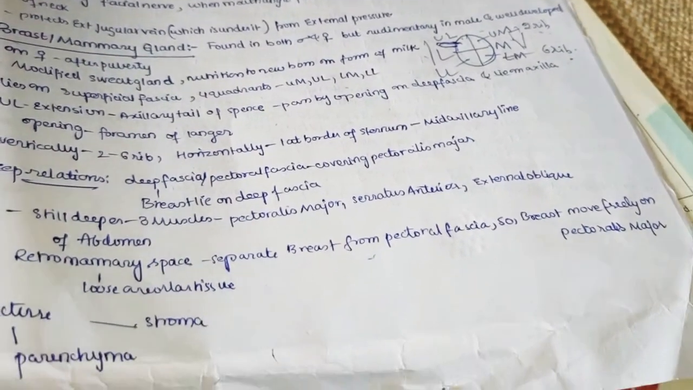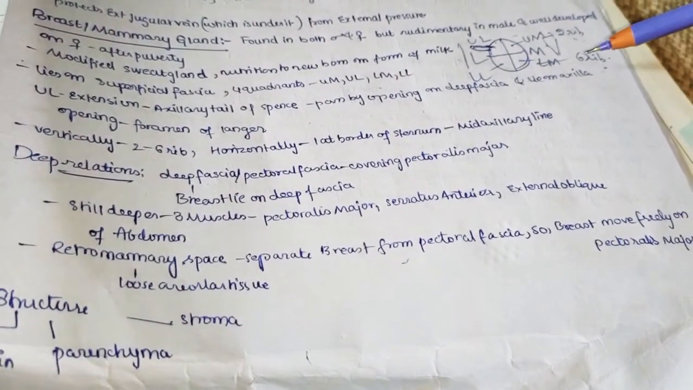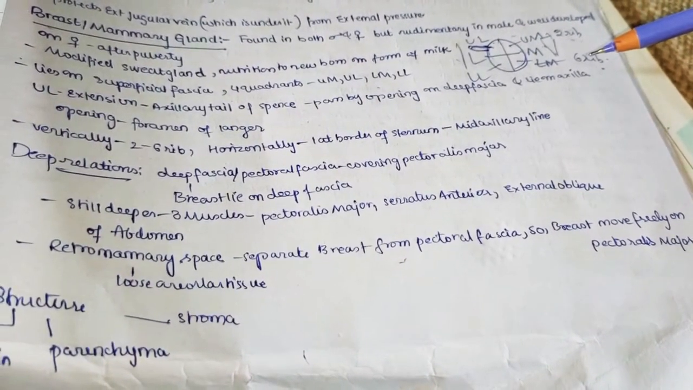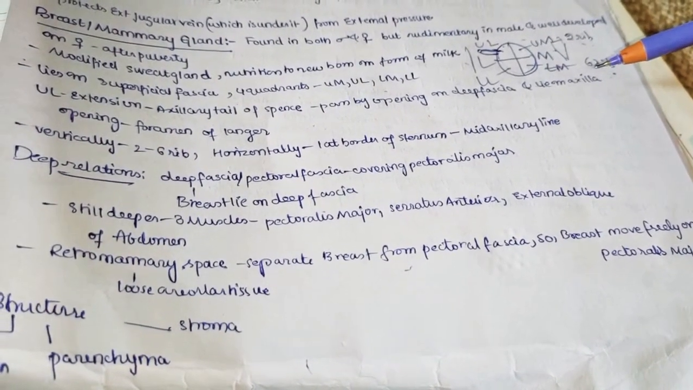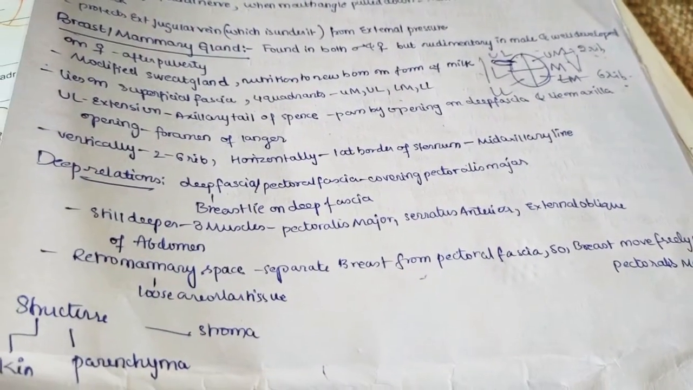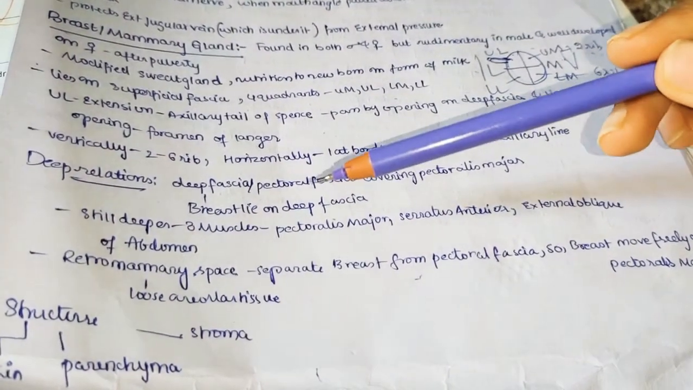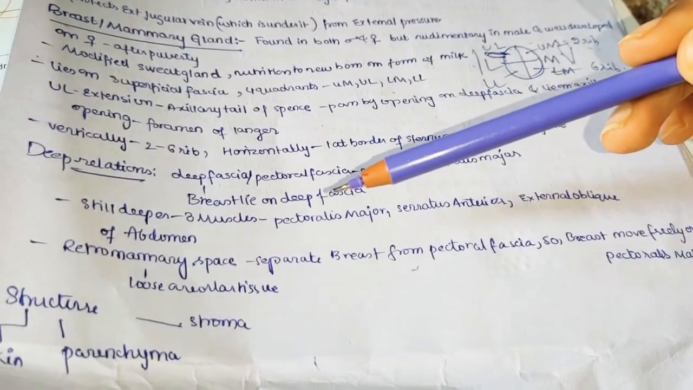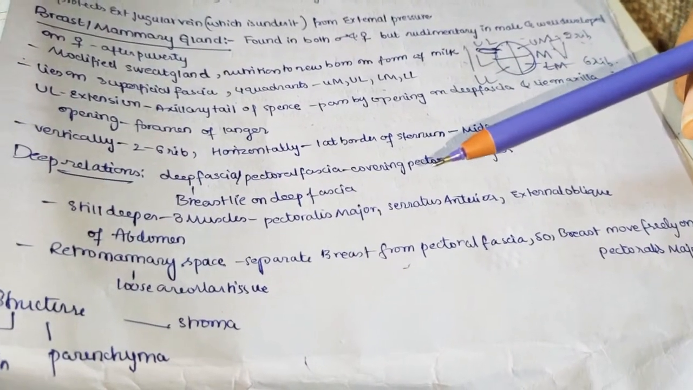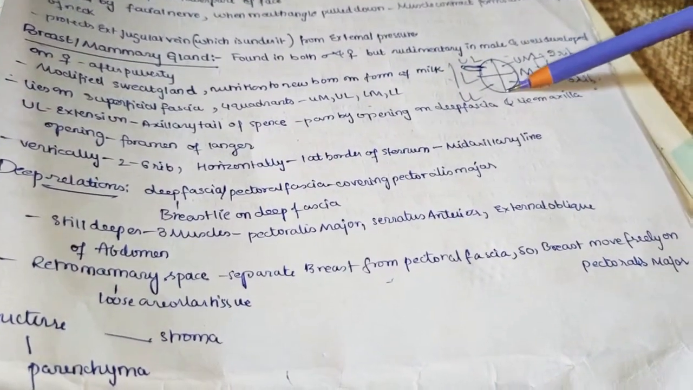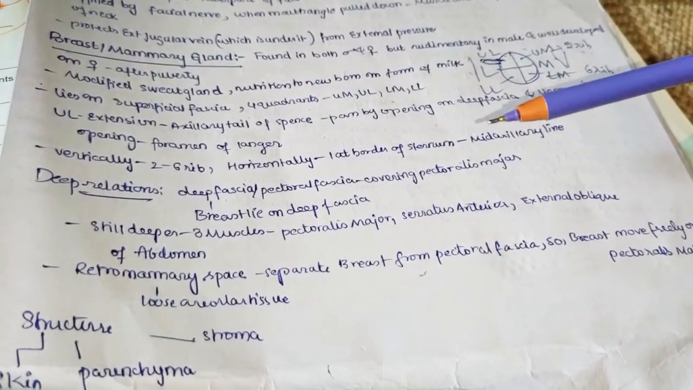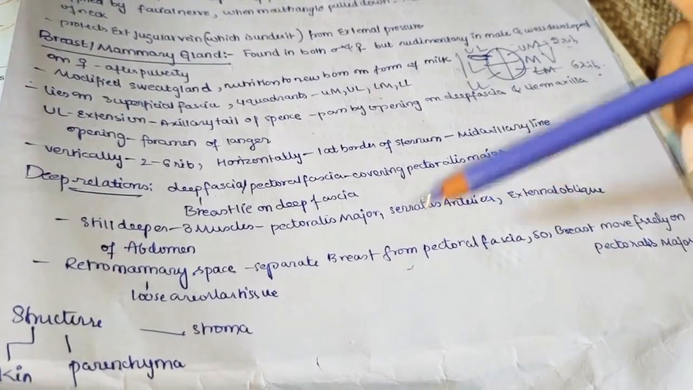Now coming to the deep relations. What are the deep relations? There is the deep fascia or pectoral fascia, which covers the pectoralis major muscle, and the mammary gland lies on the deep fascia. You need to understand that it lies on the deep fascia but not in it. Already we discussed the mammary gland is in the superficial fascia, meaning it is on the deep fascia, covering the pectoralis major muscle.